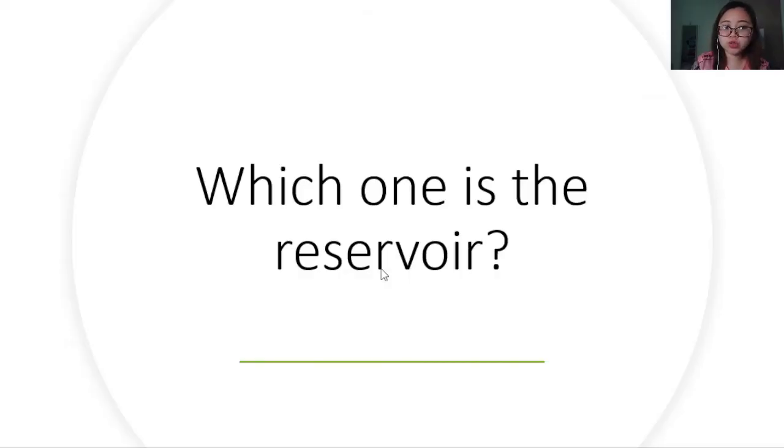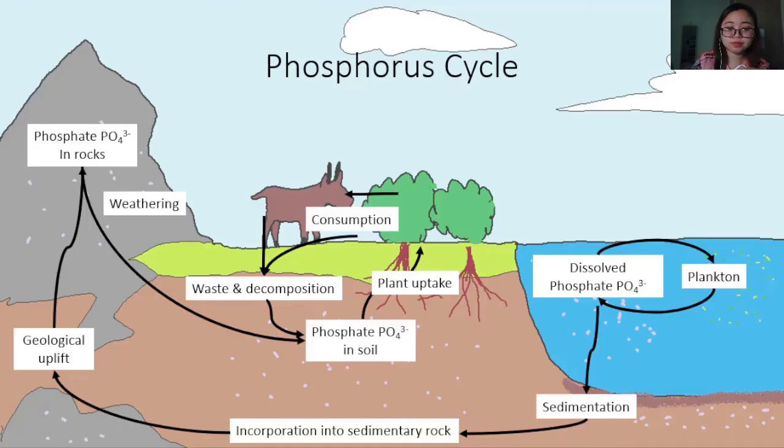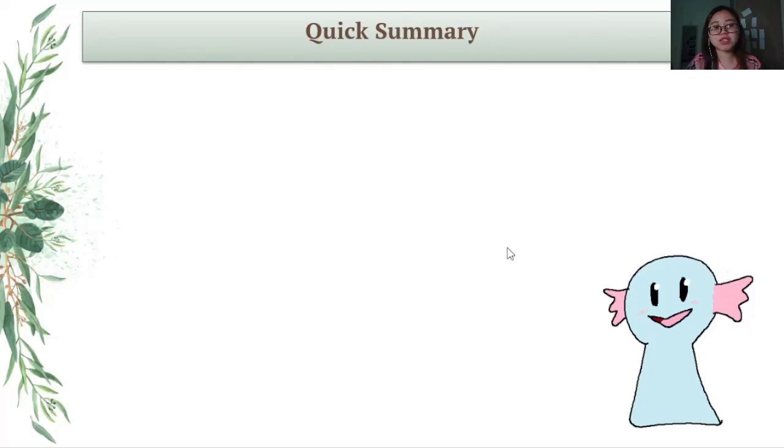So before I conclude about the phosphorus cycle, once again, I'm asking you the familiar question. In this biogeochemical cycle, which one is the reservoir? If you're looking at this diagram, the reservoirs are the rocks, and that's about it. It's only the rocks. The ones in soil and the ones that are in the water are considered part of the cycling pool. The only one that is part of the reservoir pool is the rock. Okay, so that is pretty much it for the phosphorus cycle.